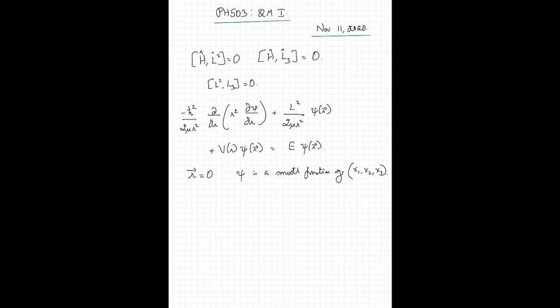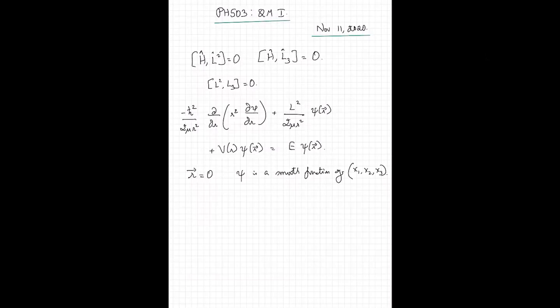So I can write psi as some kind of a polynomial function in x1, x2, and x3, which are the coordinates. Notice that I'm going to argue what the form of the wave function should be like. So at any point in this argument, if you have any questions, please stop me.